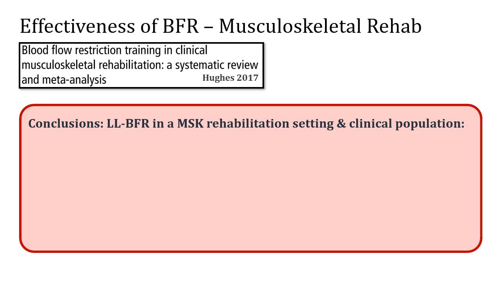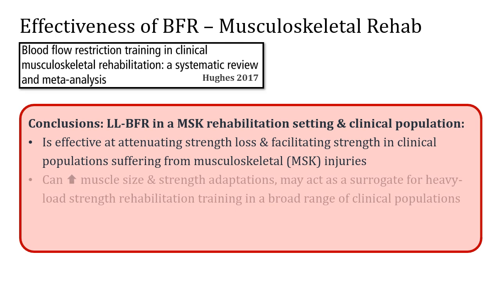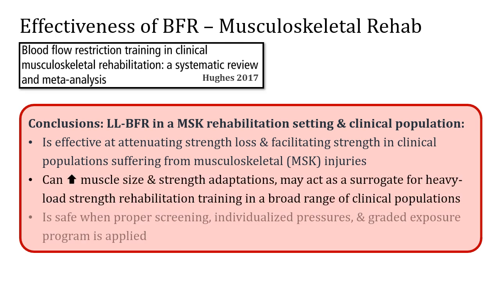From Hughes, low load BFR in a musculoskeletal rehabilitation setting in clinical populations is effective at attenuating strength loss and facilitating strength in clinical populations suffering from musculoskeletal injuries. It can increase muscle size and strength adaptations, may act as a surrogate for heavy load strength rehabilitation training in a broad range of clinical populations, and is safe when proper screening and individualized pressures are used, and a graded exposure to the program is applied.